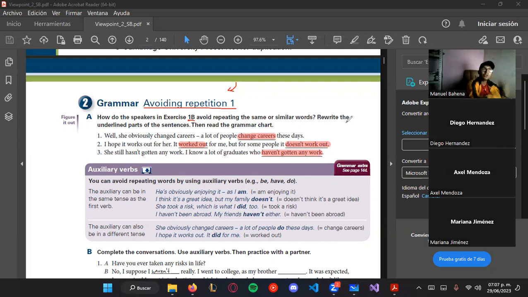Perfect. And what would you answer? What would your answer be for that? How would you change this underlined expression for other words so you avoid repetition? How would you change it? A lot of people change them these days. Okay, change it, but you're still repeating the word change. You're still using this word, change.